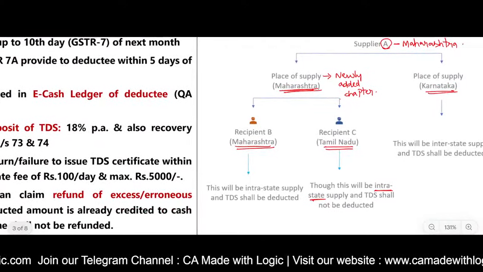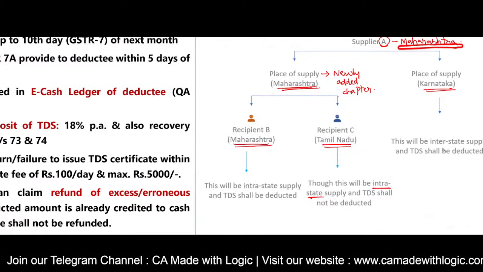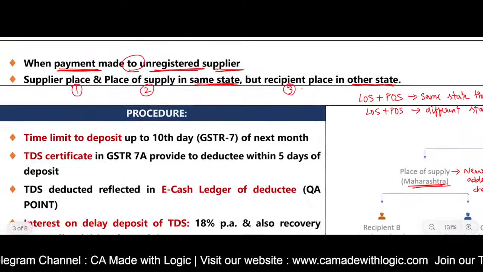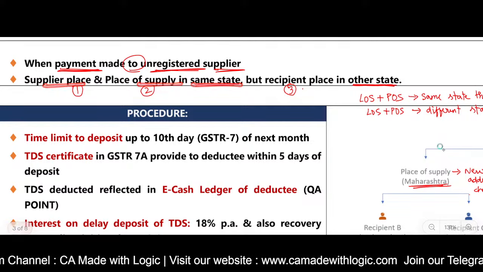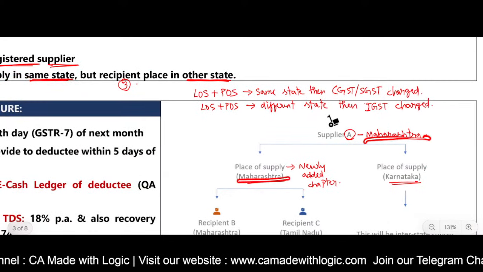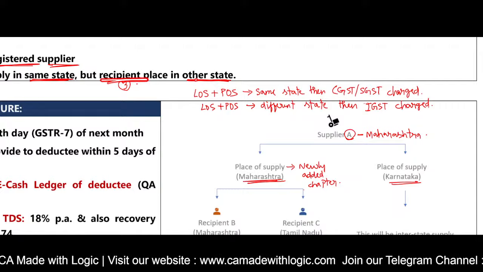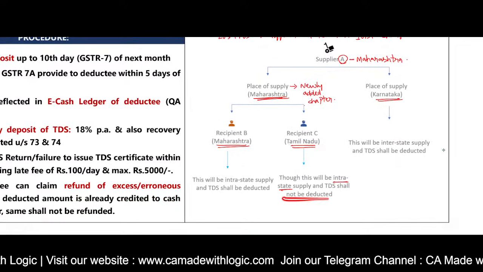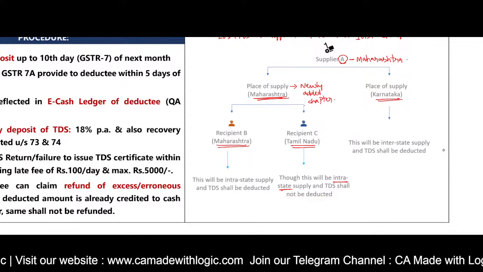We have given an example here: Maharashtra, and the place of supply is also in Maharashtra. So supplier and place of supply are in the same state, Maharashtra, but the recipient is in another state, say Tamil Nadu. At that point of time there is no requirement of deducting the TDS.